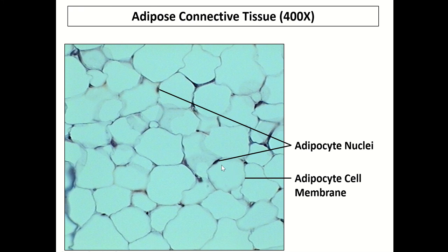So adipose connective tissue is an excellent energy storage tissue, and what you would find inside of these cells are triglycerides, right, a type of fat that's really great at releasing energy as it's broken down.